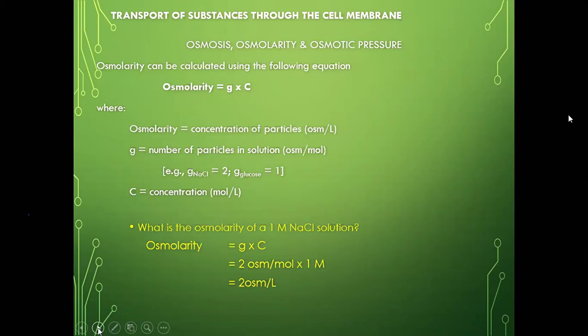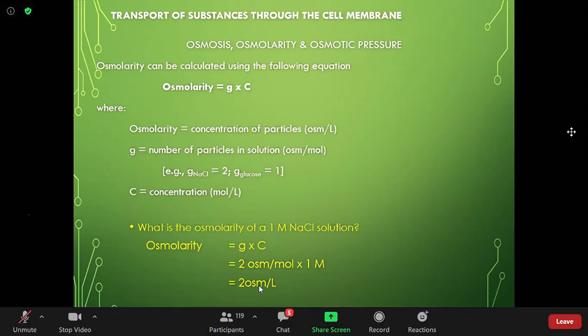What is the osmolarity of a 1 molar sodium chloride solution? Osmolarity equals G times C, number of particles times concentration. 2 osmoles per mole times 1 molar, because it is 1 mole sodium chloride. How many particles has sodium chloride? 2, sodium and chloride, times a 1 mole sodium chloride solution per liter. So 2 osmoles per liter.